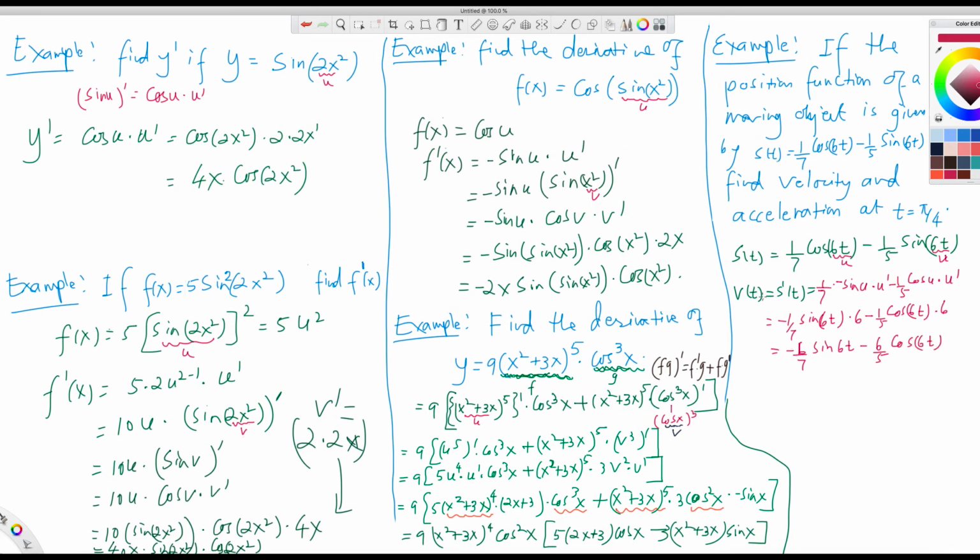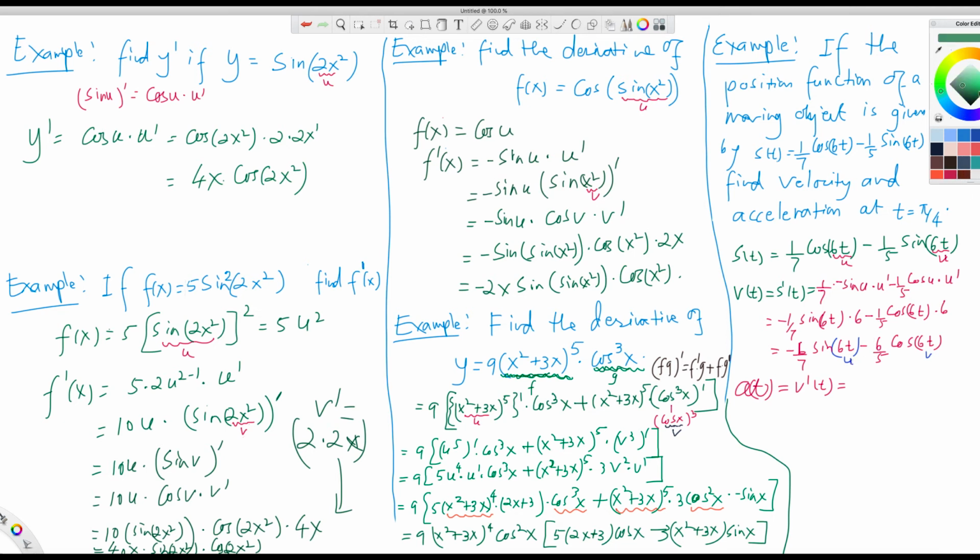But you want to find out at t equals pi over 4. So let me find the acceleration first, and I will plug in the values at t equals pi over 4 at the end. Acceleration means v prime of t. You find the derivative of that one. Again, you have this as u and this as v, you can think that way.